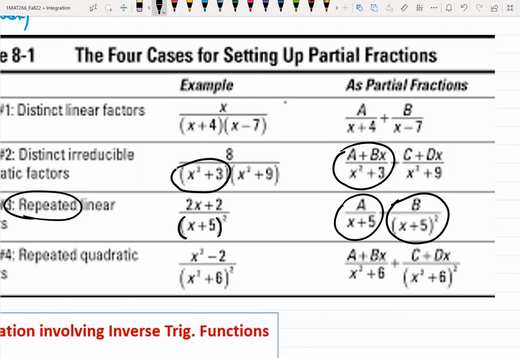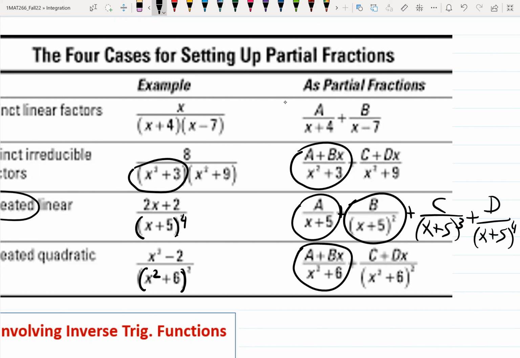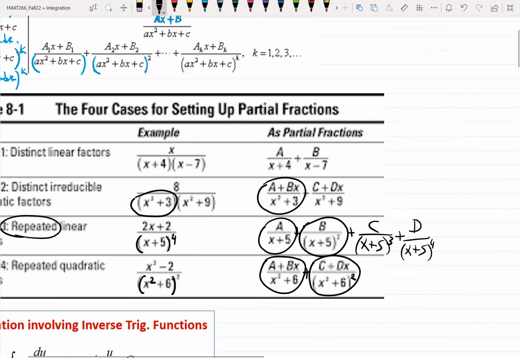Let me show you. If it is to the 4, then I'll have to continue. So it was A over x plus 5, B over x plus 5 squared, C over x plus 5 cubed, D over x plus 5 to the 4, like so, until I get to the power I need. If it is a repeated quadratic, then you do the same thing, but with a linear on the top: Ax plus B over x squared plus 6, Cx plus D over x squared plus 6 squared, and you continue adding more and more until you get to whatever you need.